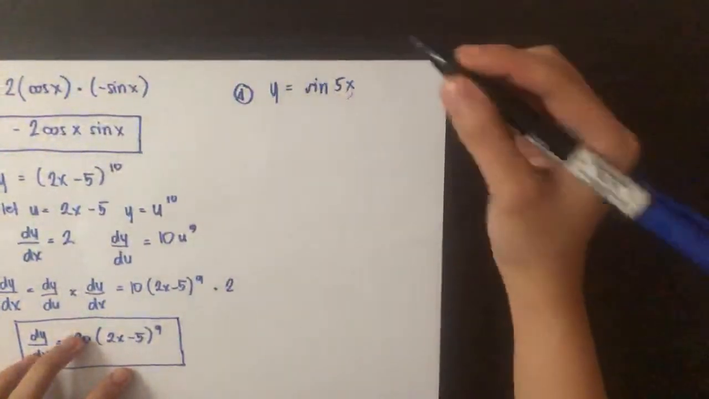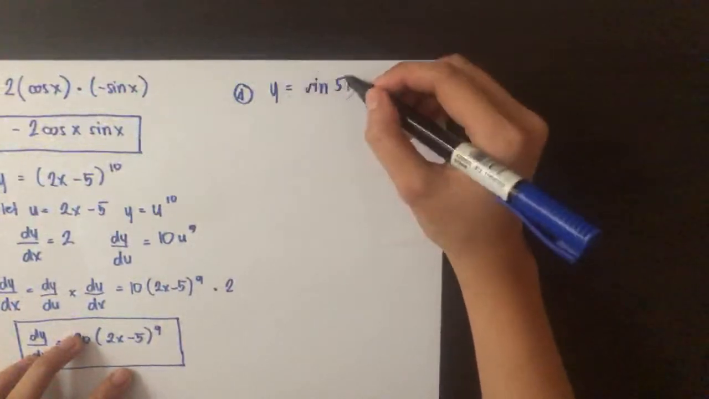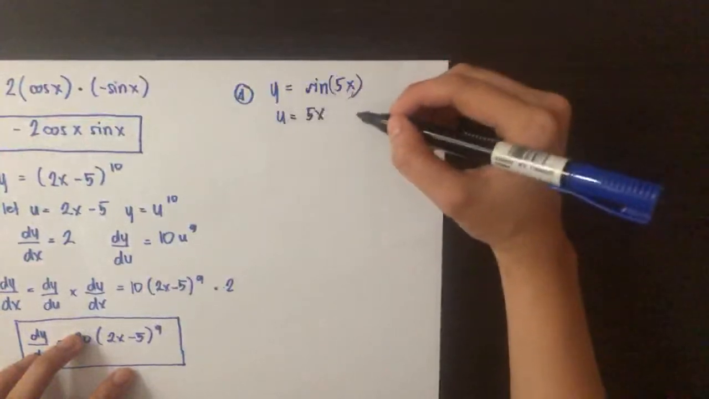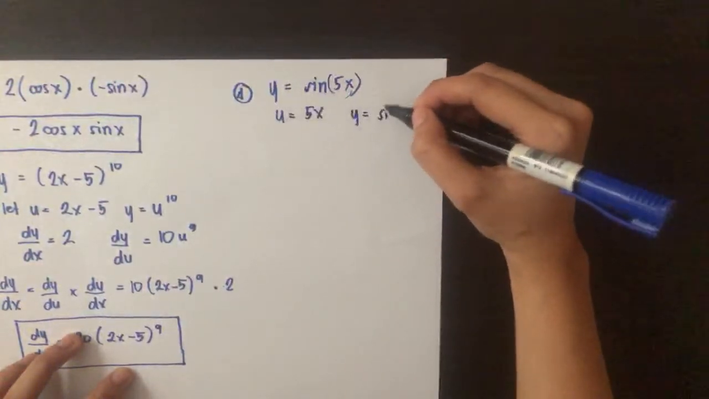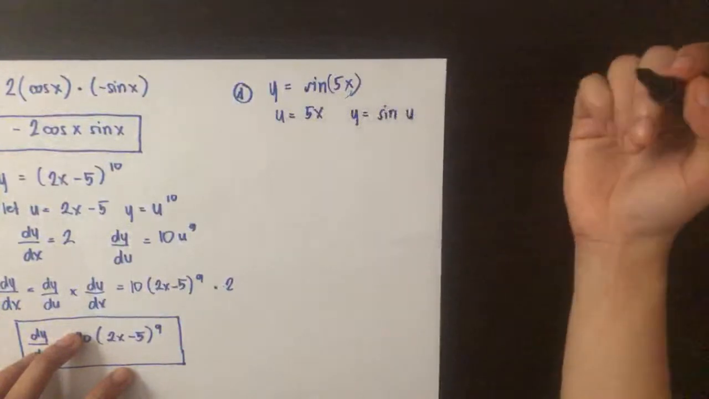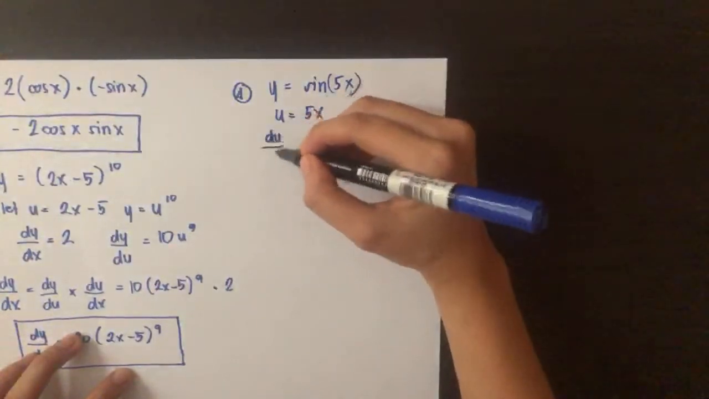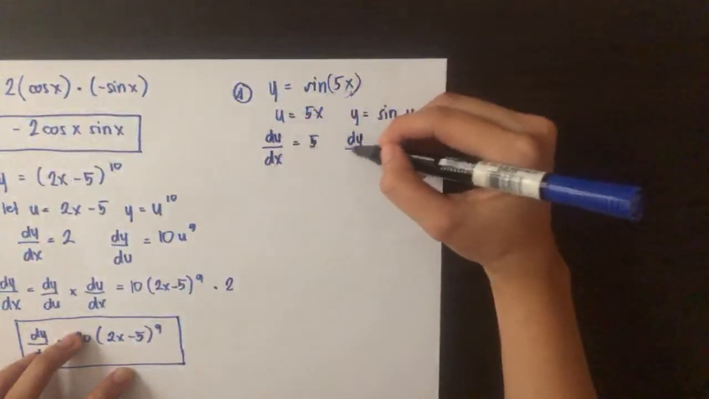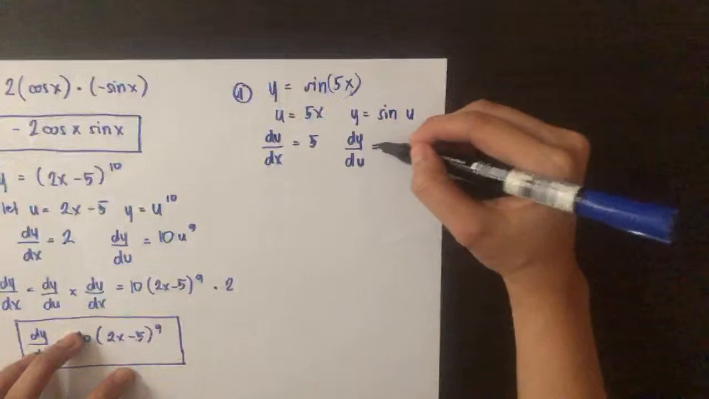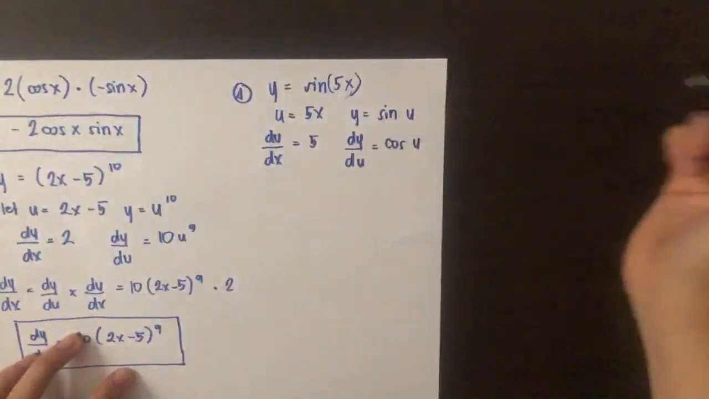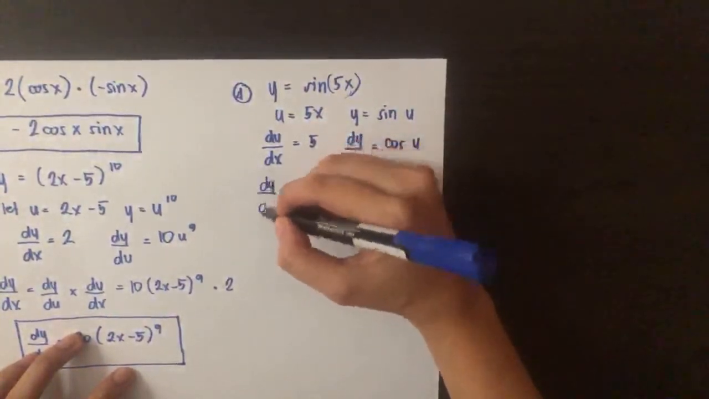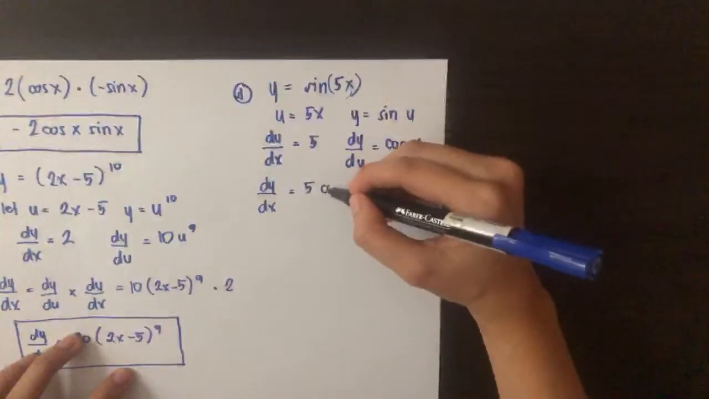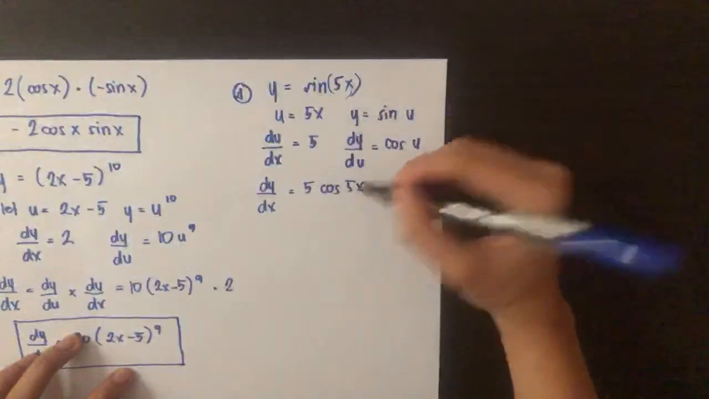So, what you will do here is let u again. u is equal to 5x. So, our y is sine of u. The derivative of u with respect to x is 5. The derivative of y with respect to u is cosine u. So, substituting again, we have 5 times cosine of u, which is 5x.